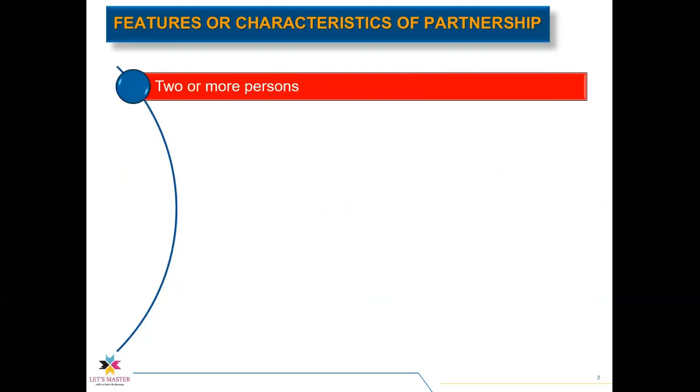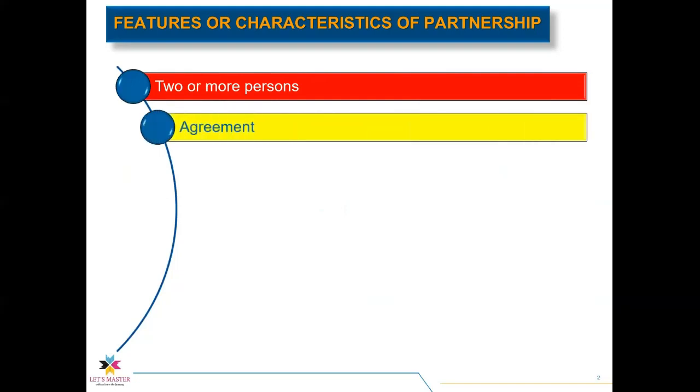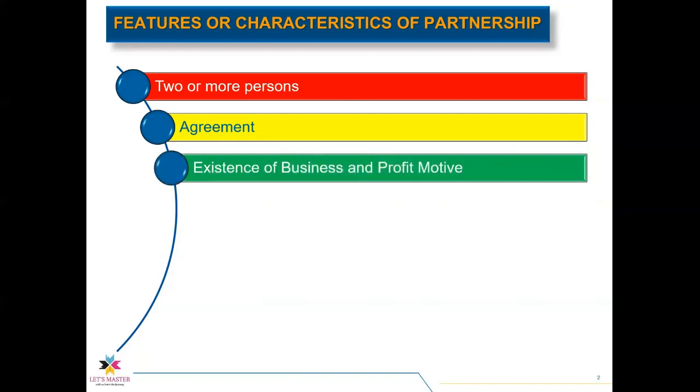Now, depending on this definition of partnership, if we talk about the characteristics of partnership, there are always two or more than two people. Then there is an agreement in terms of how much capital each partner will contribute, or in what form the capital would be contributed, who will be managing the day-to-day business of the firm, who would be taking an active participation in the process of managing the business, in what ratio they would be sharing the profits and losses, so on and so forth. So there is an agreement. Existence of business and profit motive.